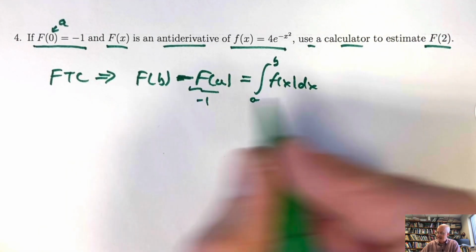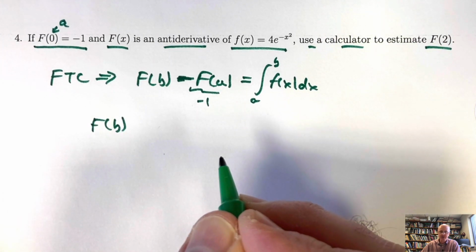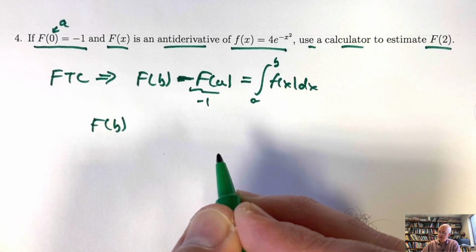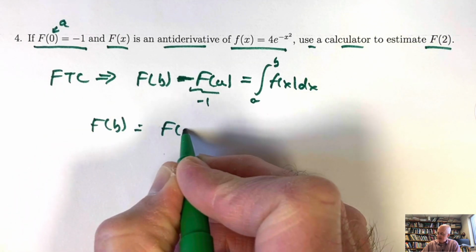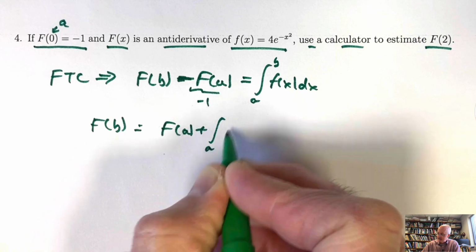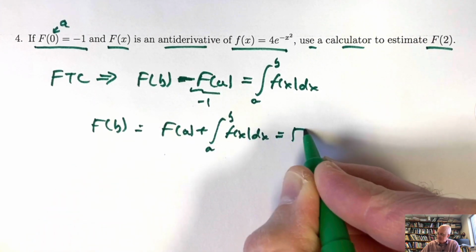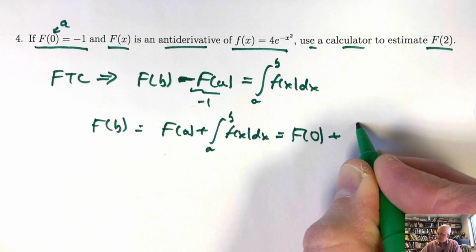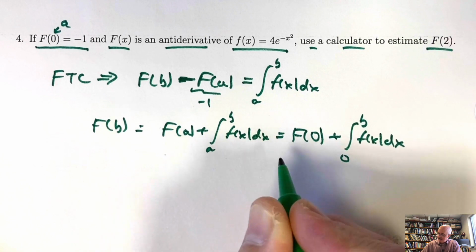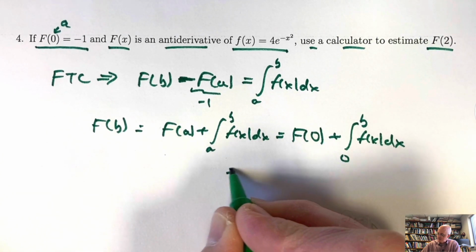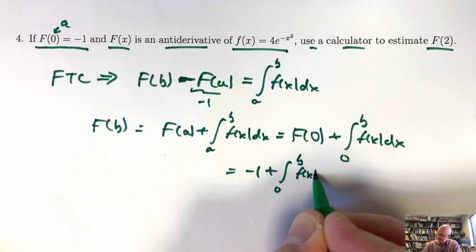You should realize that in the context of this problem, we could represent capital F of b at an arbitrary value of b abstractly as capital F of a plus the integral from a to b of little f of x dx. And if we take a to be 0, that's the same as capital F of 0 plus the integral from 0 to b of little f of x dx. And capital F of 0 is -1. This becomes -1 plus the integral from 0 to b of little f of x dx.